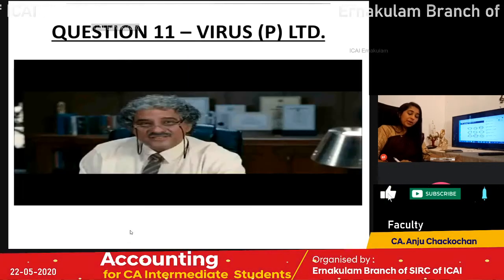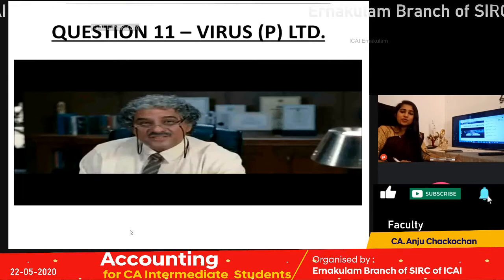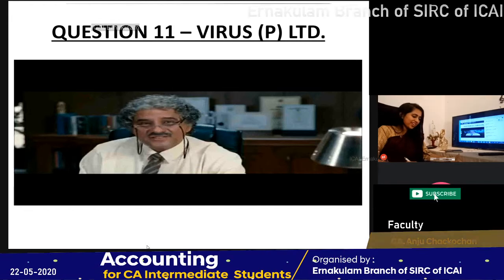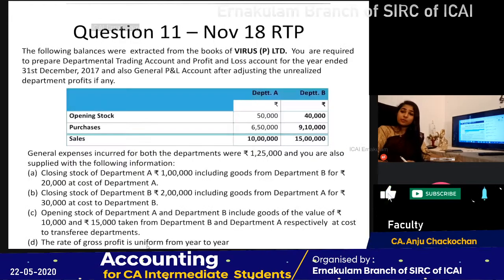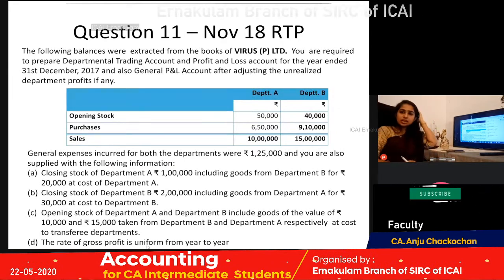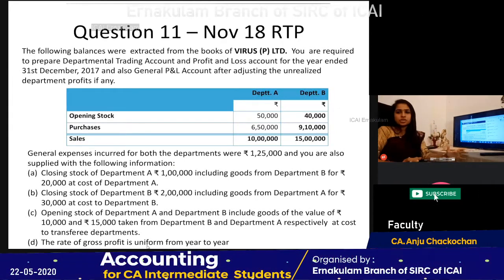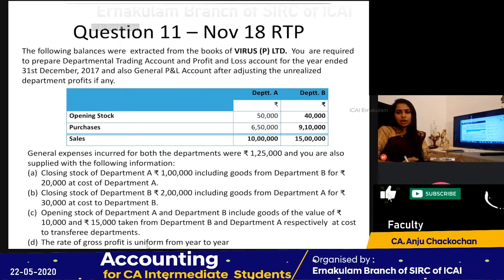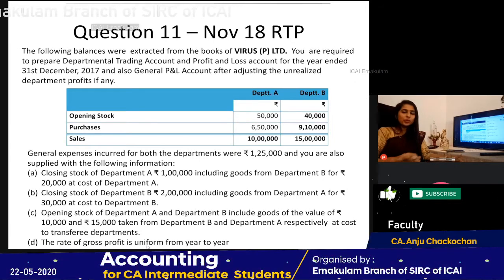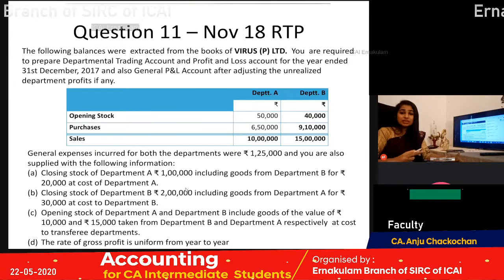We have the next question of Virus Private Limited. Let's see what is in the box. Here we go. This is November 18 RTP. As I said before, this is more or less a revision scenario today, because we have already discussed all the concepts. Now we just have to apply those concepts to past exam and RTP questions. With this, the chapter will be concreted. Every concept is clear by now.